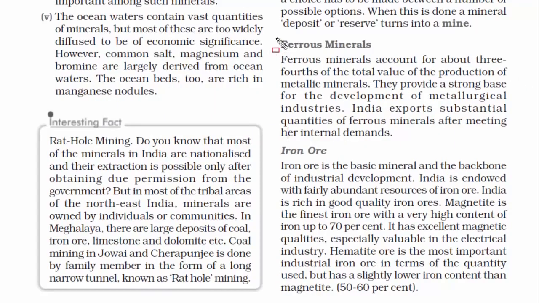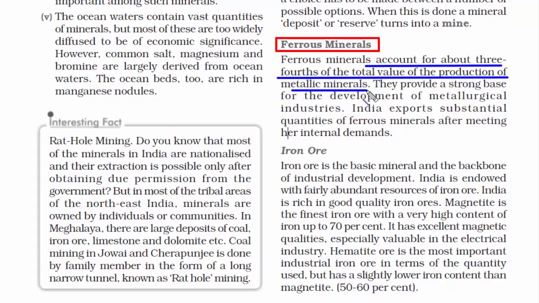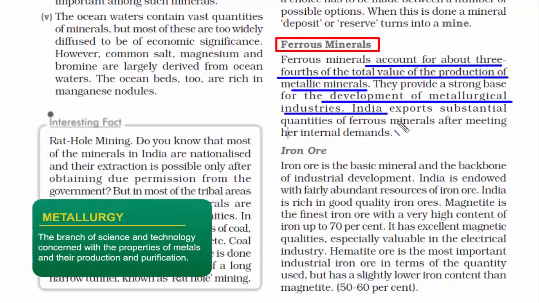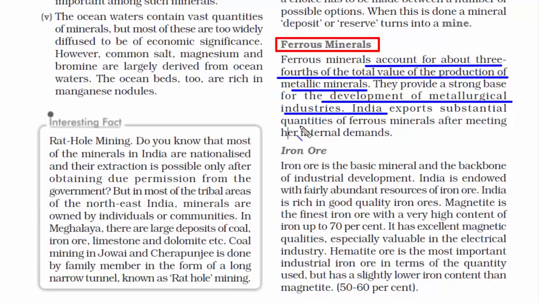The first one is ferrous minerals. They account for about 3/4 of the total value of production of metallic minerals. And it is essential for the development of metallurgical industries. Now, metallurgical industries are those industries which deal with the properties of metals and their production and purification. They basically give minerals some economical value. India also exports a lot of ferrous minerals after having sufficient stock for itself.